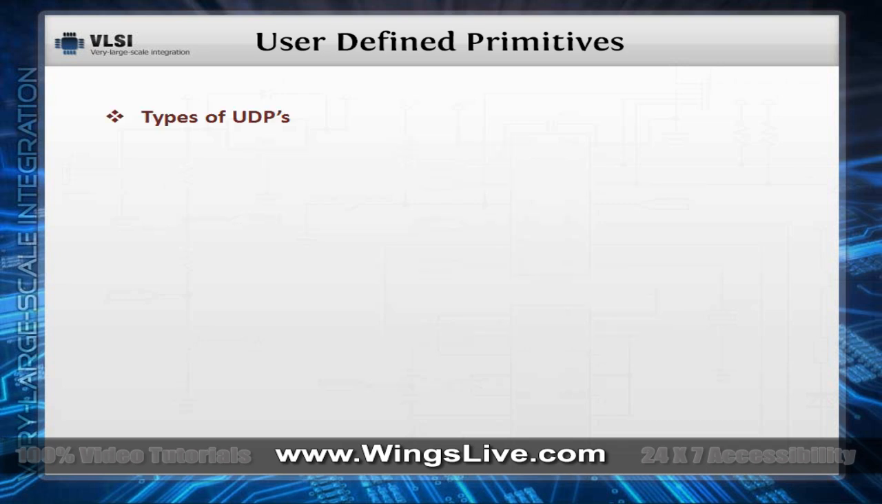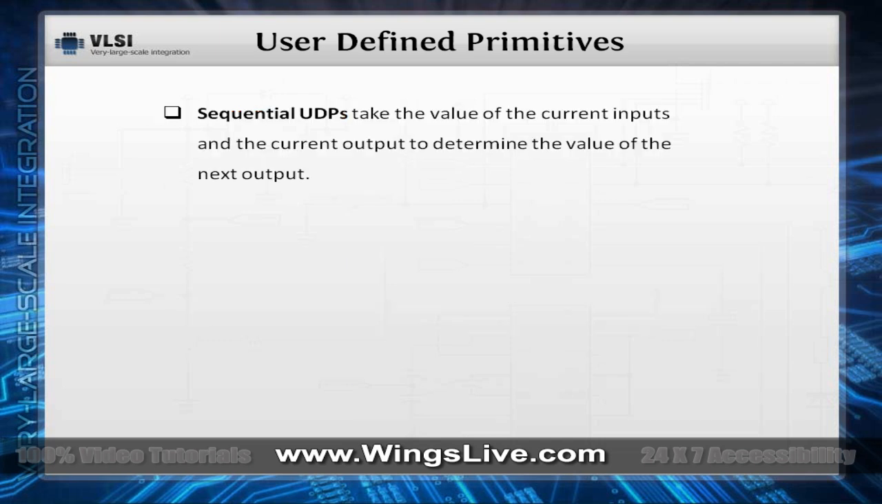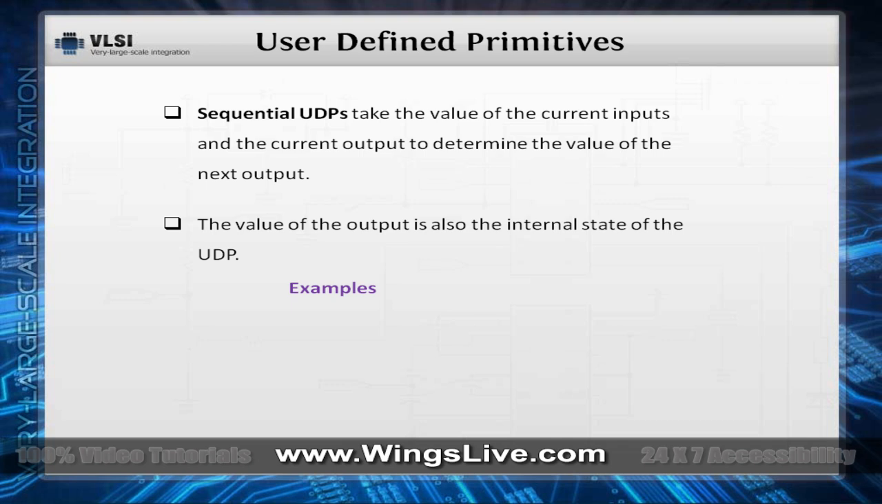Now let's see the types of UDPs. We have two. They are combinational and sequential. Combinational UDPs are defined where the output is solely determined by a logical combination of the inputs. The best example we can give for this combinational UDP is a 4-to-1 multiplexer. Sequential UDPs take the value of the current inputs and the current output to determine the value of the next output. The value of the output is also the internal state of the UDP. The best examples we can give for this sequential UDPs are latches and flip-flops.